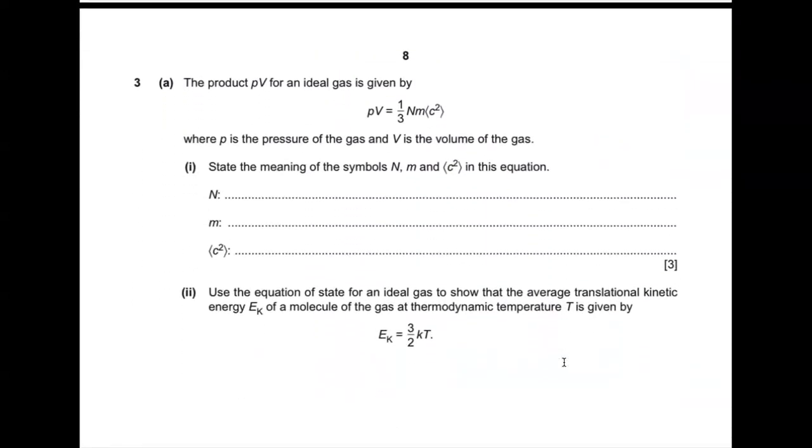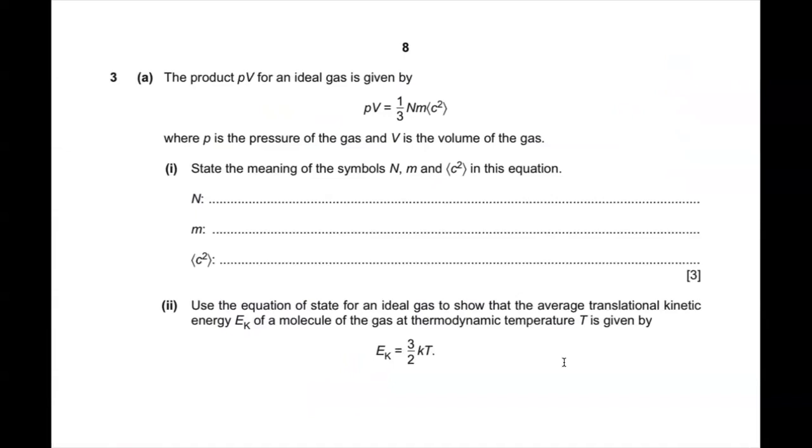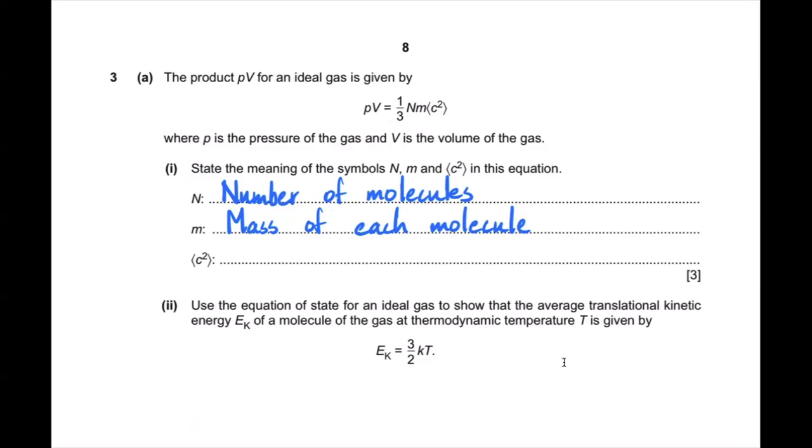3. Product PV for an ideal gas is given by this. We know this is called the equation of state, 1 by 3 nmc square. So state the meaning of the symbols n, m, and c square. N is the number of molecules in the sample, in the gas. What's small m? Mass of it's not the total mass, it's the mass of each molecule. All right, and c square is the mean square speed. It's not the RMS yet. When I take the root of this, that's when this will become RMS.